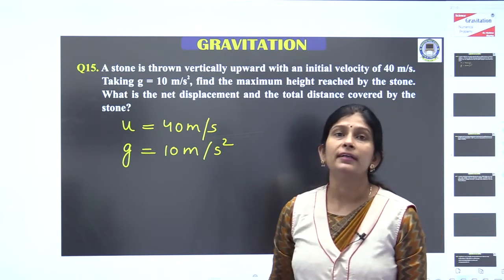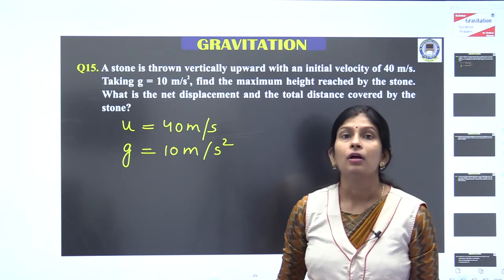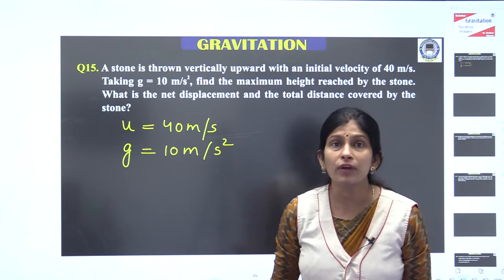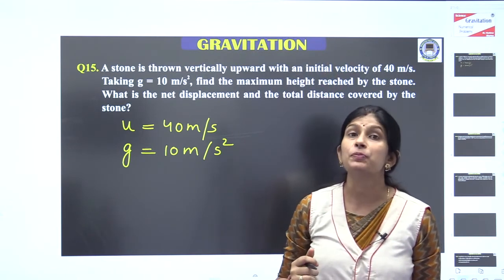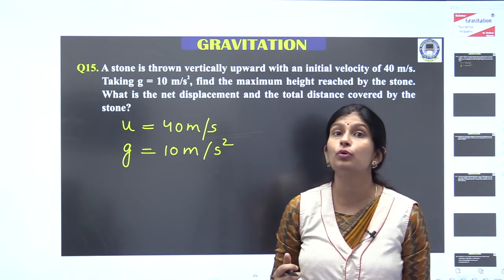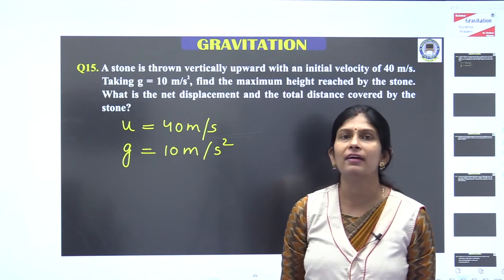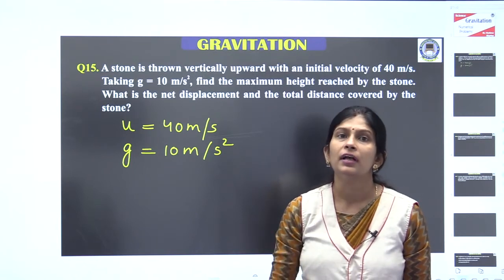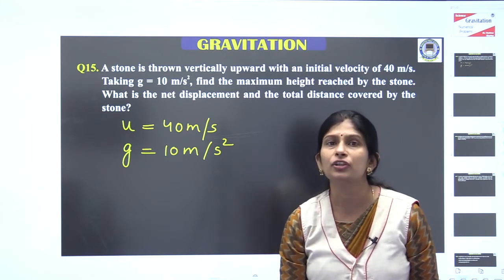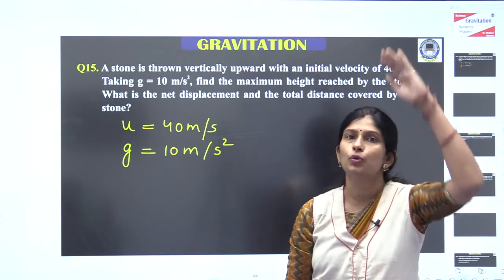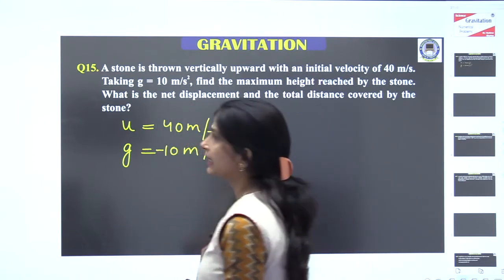There is one important thing which you have to note down: when an object is moving vertically upward, at that time it experiences an acceleration due to gravity in the downward direction. So acceleration due to gravity is produced in the downward direction, which is opposite to the direction of the motion of the stone. So it will be minus or negative.